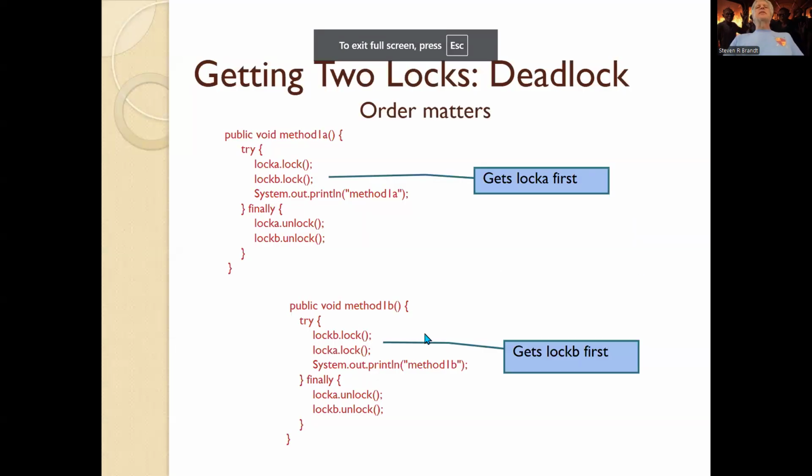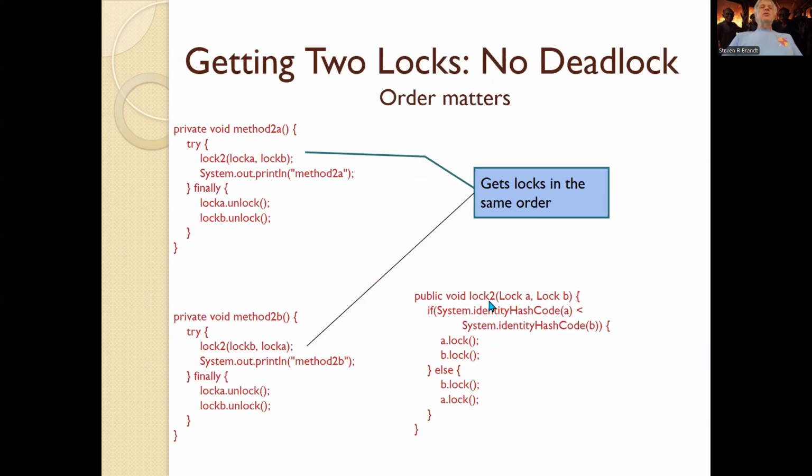So this is the same thing, but a little more explicit, right? I get lock A first, I get lock B first, and I get a deadlock. So the order matters. So what I can do is make this method called lock2. If I pass it 2 locks, it's going to get a number for that lock. Java has this thing called the system identity hash code, which is actually the value of the memory address where the lock object is being stored. And so if A has the lower identity hash code, then lock A first. If B has the lower identity hash code, then lock B first, right?